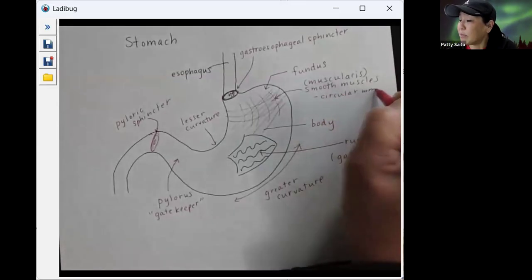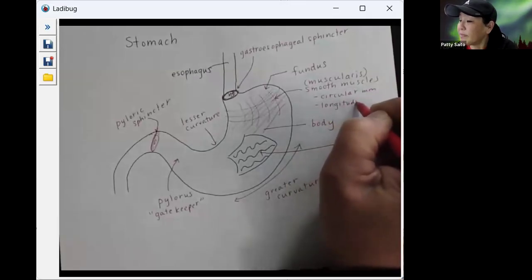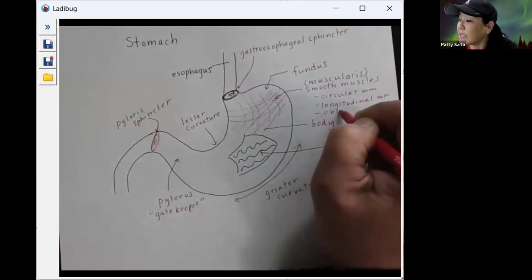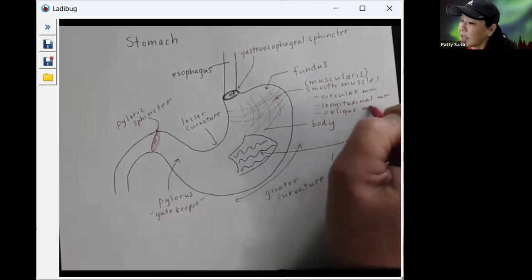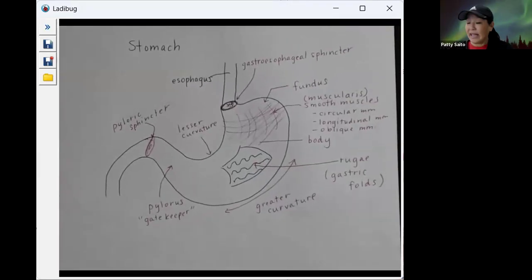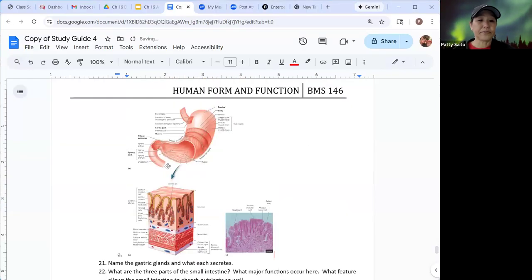I'm going to label the muscles: circular, longitudinal, and then a third layer, the oblique muscle layer. Okay, so that's a little unique in the stomach. All right, let's go back to our, okay, and then I'm going to include a picture here. And then we can take a look at the wall.